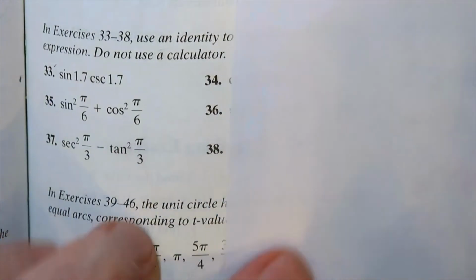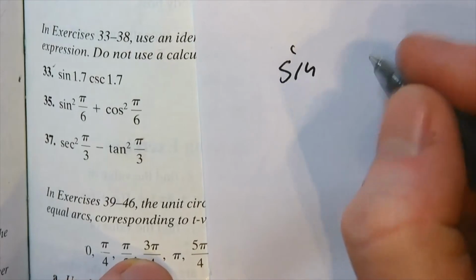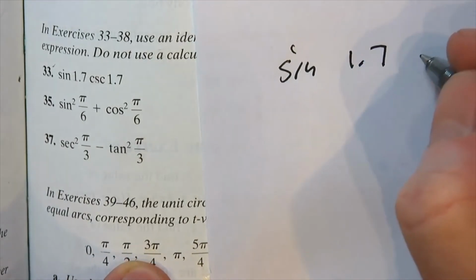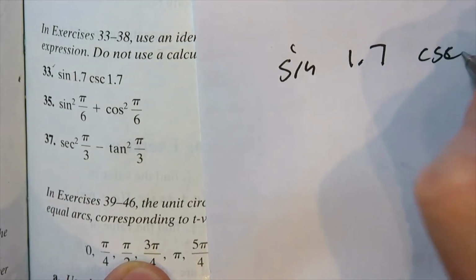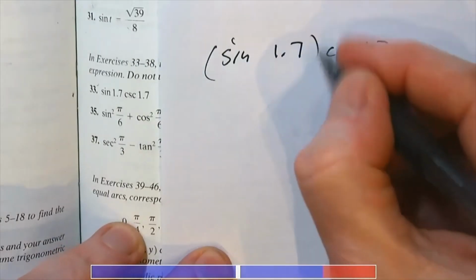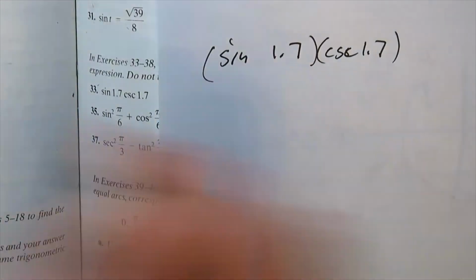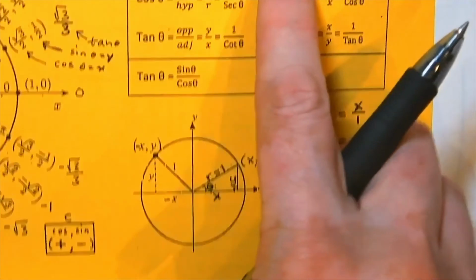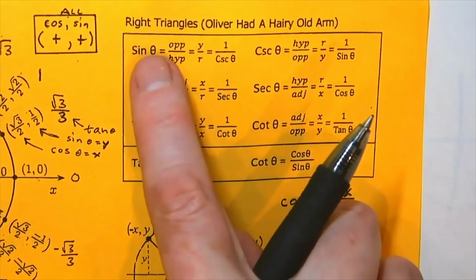What? Okay, let's see. Sine of 1.7 times cosecant of 1.7. What do you mean? What am I supposed to do? Okay, and then I guess these are being multiplied. And I go, wait a minute. Use your knowledge. Aren't these upside down?